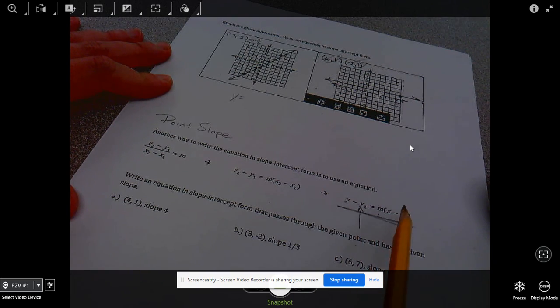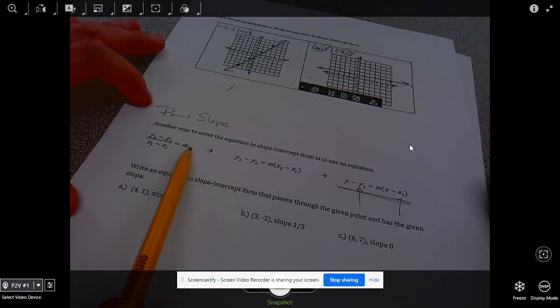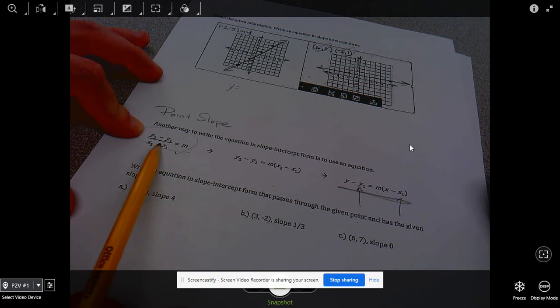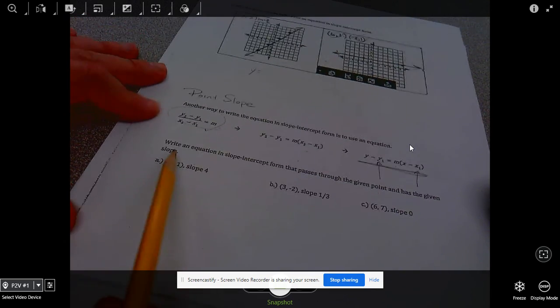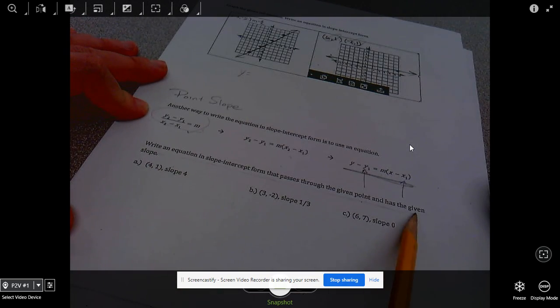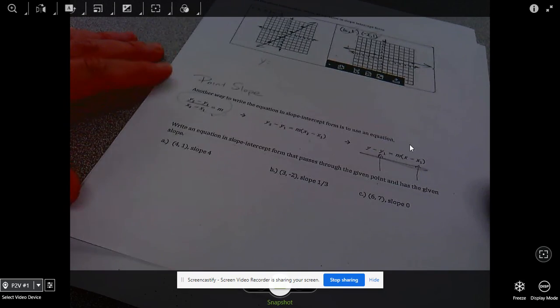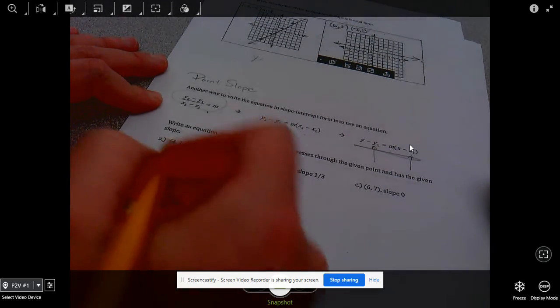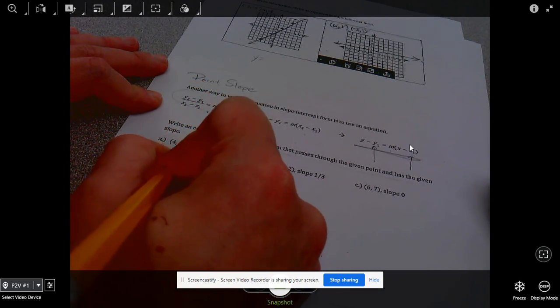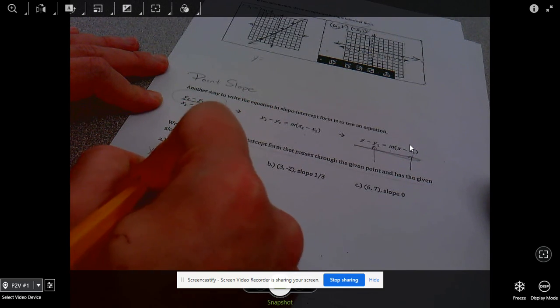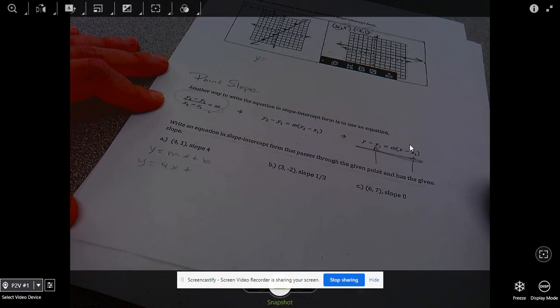you can rearrange and put in slope-intercept form by using the slope formula. This is slope. We can rearrange by putting x where m is, and just remove one of the subscript numbers, and there you have your formula. So it says write an equation in slope-intercept form that passes through this given point and has the given slope. So if I want to write an equation in slope-intercept form, they tell me my slope is 4, but they don't give me my y-intercept. That means I have to use another point.